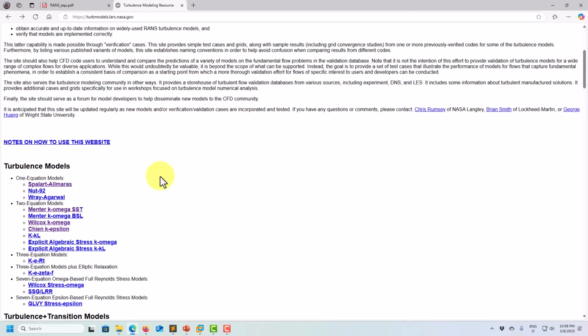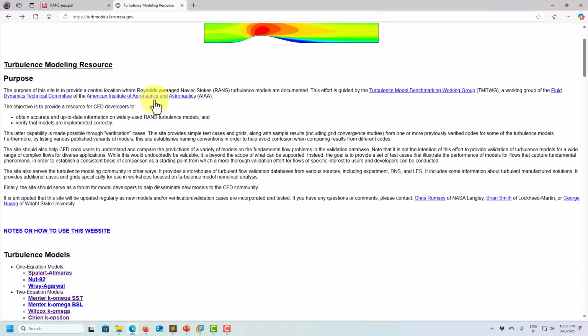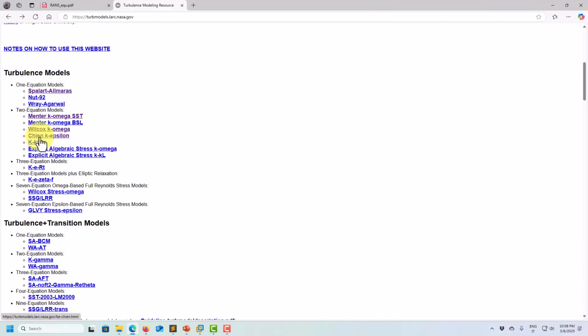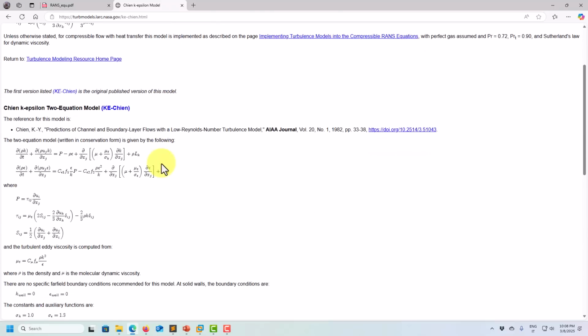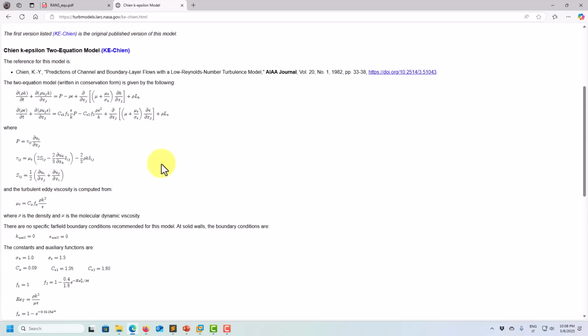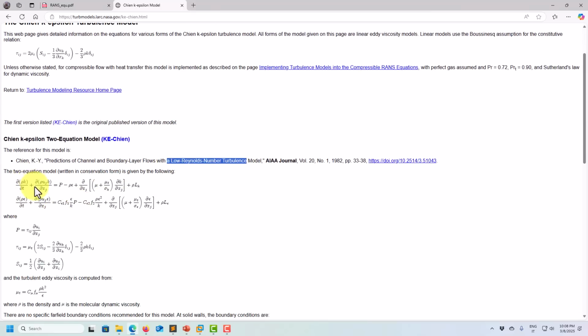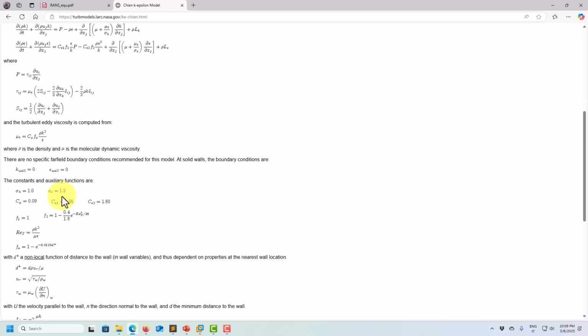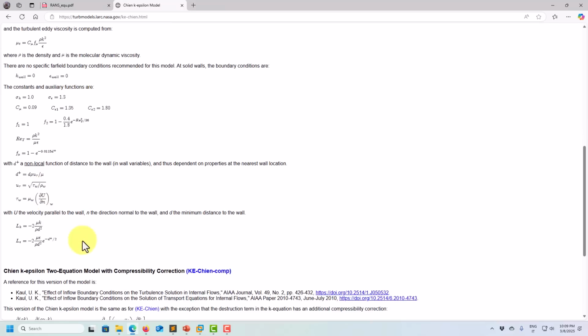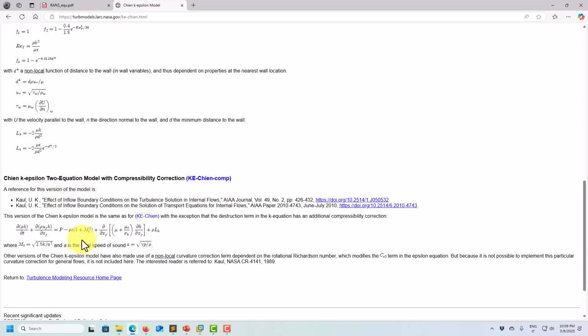Just to show you, we go to the NASA website. And here you have the Chien K-Epsilon. Let's take a look at what they show here. They only use the low Re formulation: governing equations, different functions. Then they talk about boundary conditions, and these are your low Re boundary conditions. K at the wall is 0, epsilon at the wall is 0. So take a look there, and this is it.